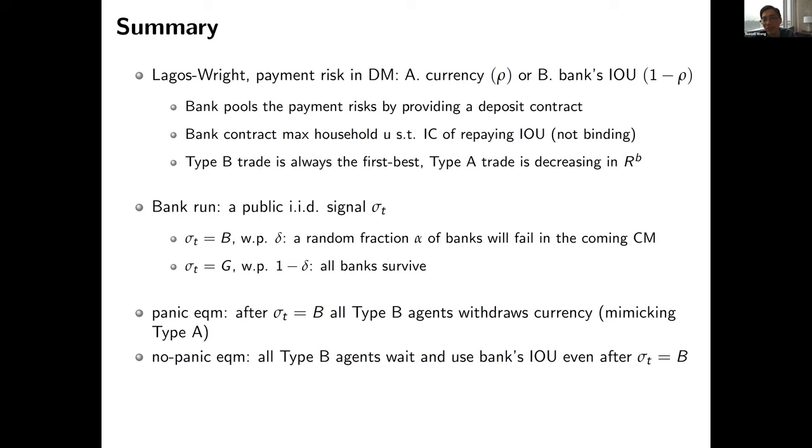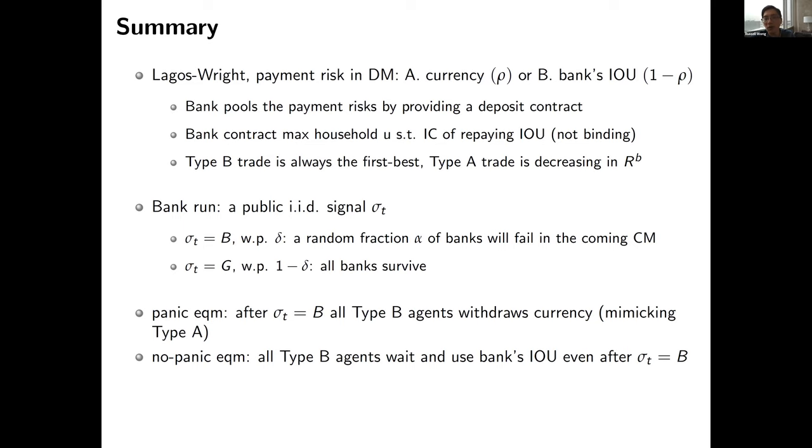And there will also exist another equilibrium, which is no panic. In this case, all the type B agents will wait and use the bank IOU in their DM meeting, even though they observe that the state is bad.